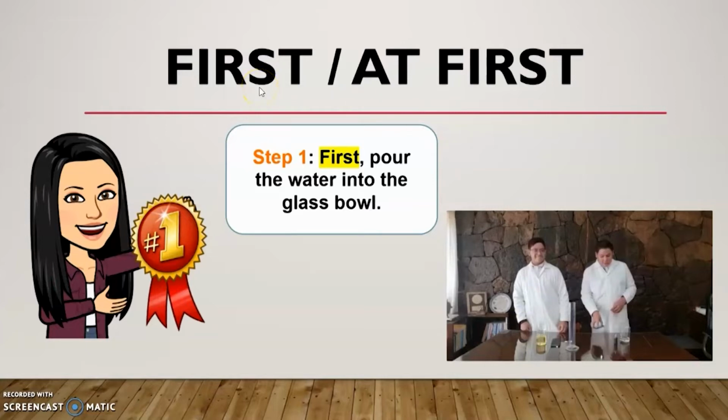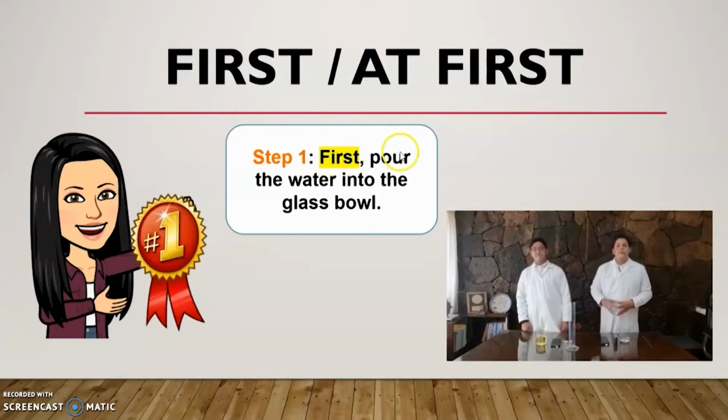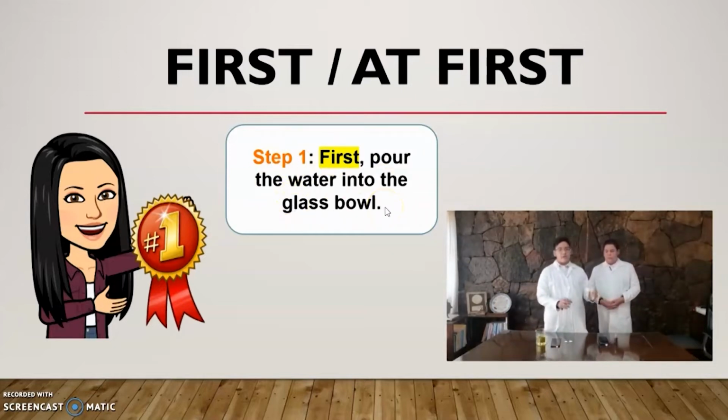Let's start with the first one. First, and we are going to analyze step number 1. Please pay attention to this word. It is highlighted in yellow color. I'm going to read it. First, pour the water into the glass bowl. That was the first action that Jesus did.